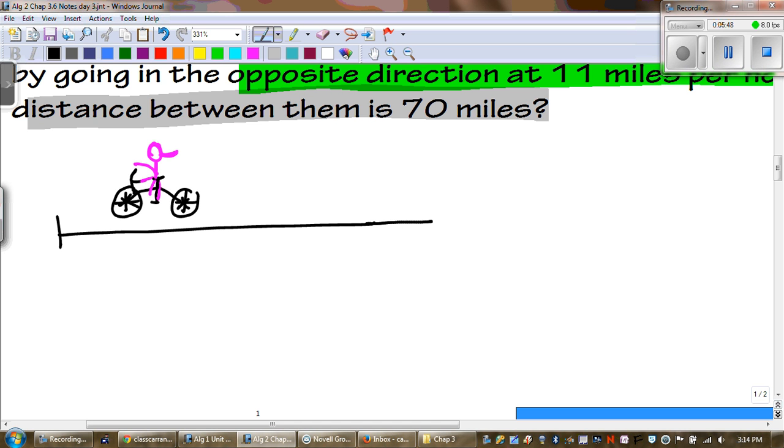Julie is going at a speed of what? Well, her speed is 9t. I don't know the time, but I know she's going at 9t, the 9 miles per hour. Now our other person, he's riding a bike too. There's his handlebars. He's going in the opposite direction. I'm going to make him a boy. There, he's sitting down.